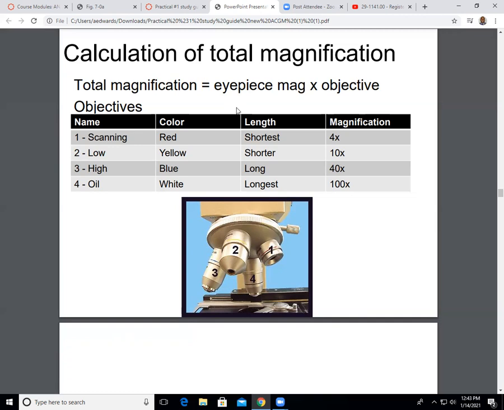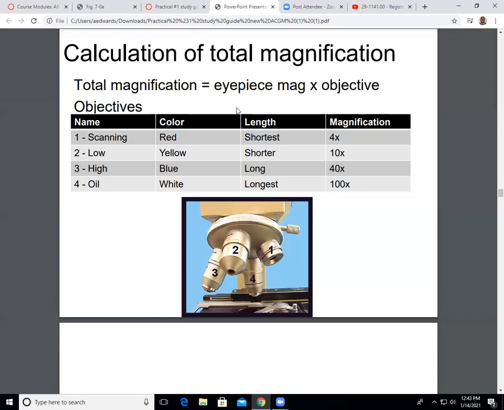So the lowest magnification, lowest power, is scanning. Remember we said we want the microscope to be stored at the scanning objective. That's the 4x, the shortest, and the color associated with that is red. I don't know if you all can see that, but the numbers there are red. It's the shortest objective.